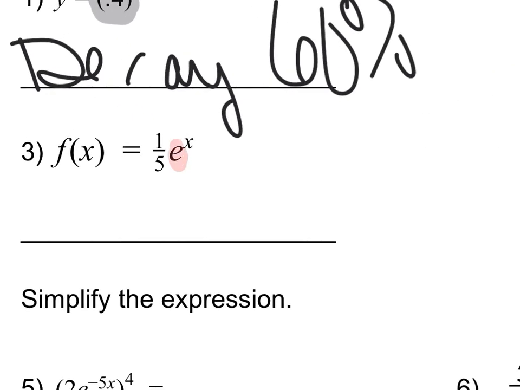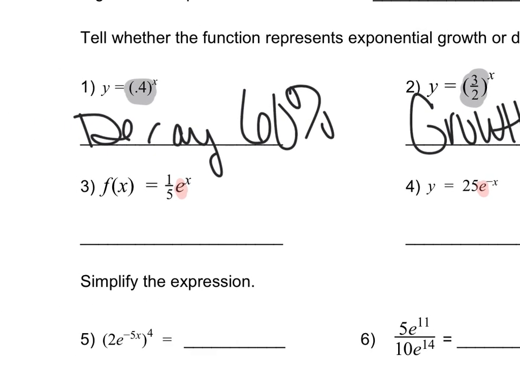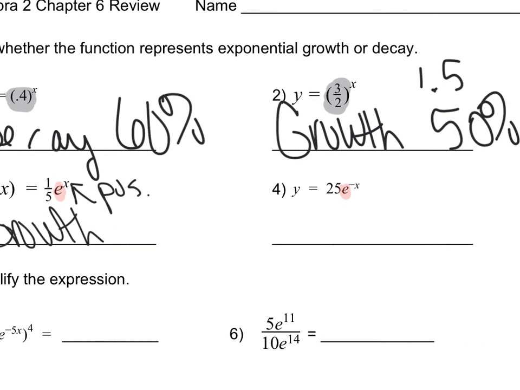So here's a base of e, and here's a base of e. When we're looking at a base of e, in order to decide exponential growth or exponential decay, we look at the exponent. In this case, our exponent is positive, which means this is going to be growth. And on this one over here, our exponent is negative, which means it is going to be decay.